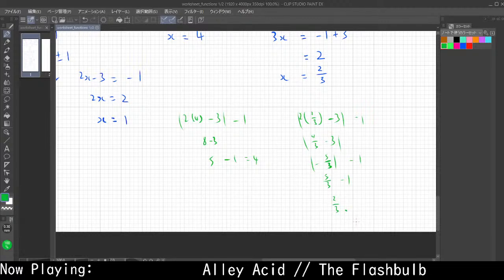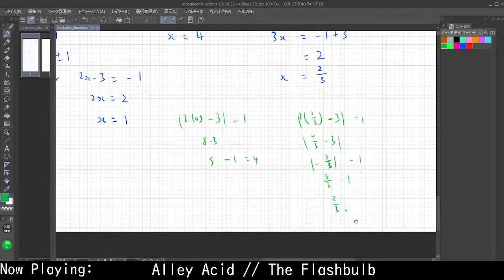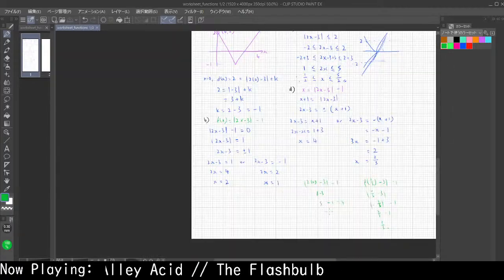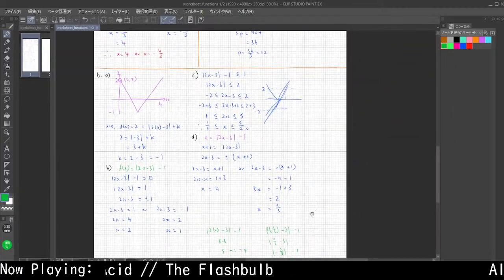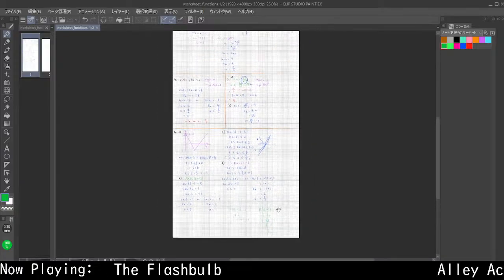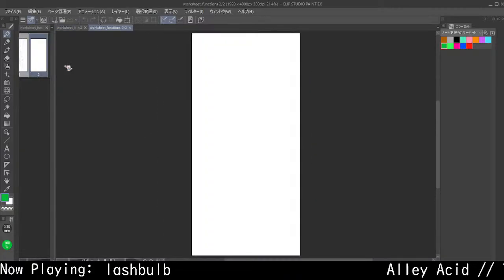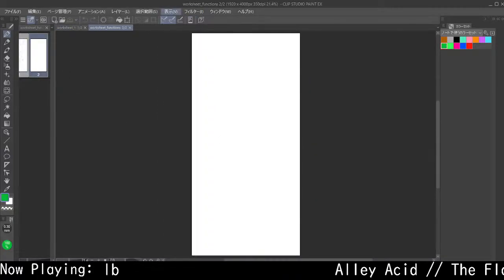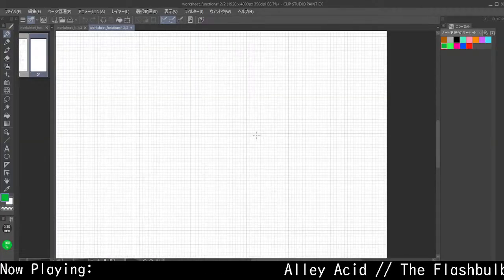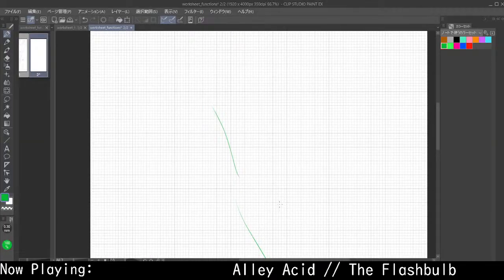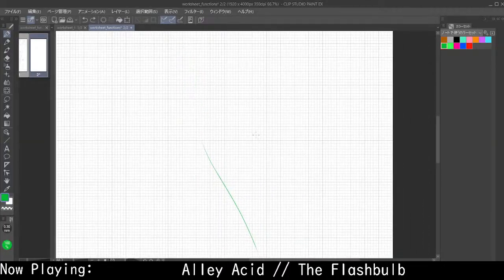So yes, this is the end of it. Okay, first page done. Next page. Open grid. Zoom in. No. Undo.